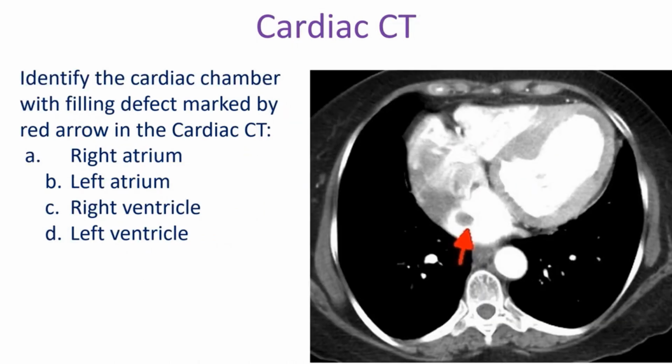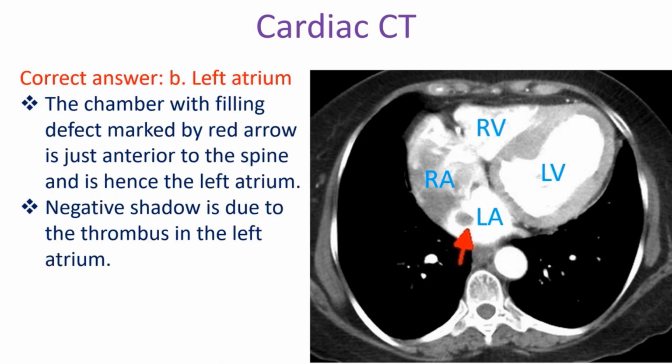Identify the cardiac chamber with filling defect marked by red arrow in the cardiac CT. A. Right atrium, B. Left atrium, C. Right ventricle, D. Left ventricle. Correct answer B. Left atrium. The chamber with filling defect marked by red arrow is just anterior to the spine and is hence the left atrium.